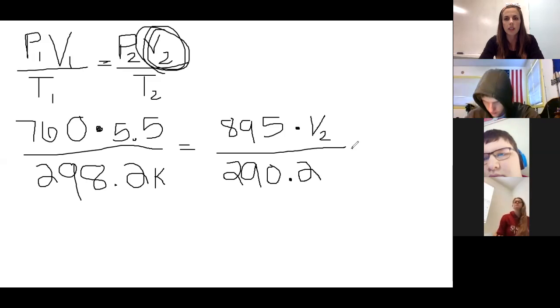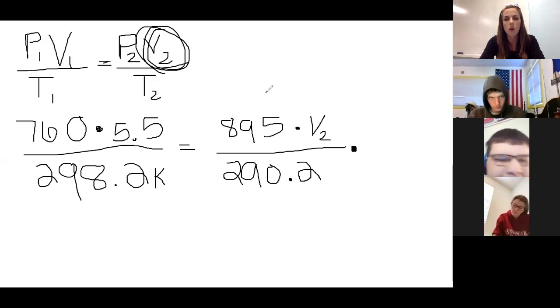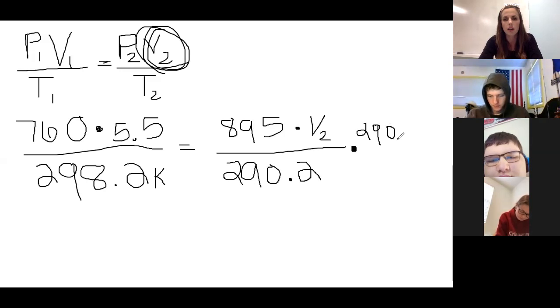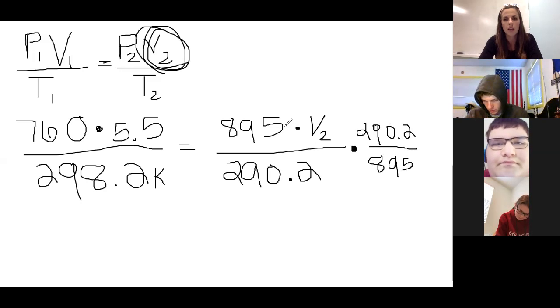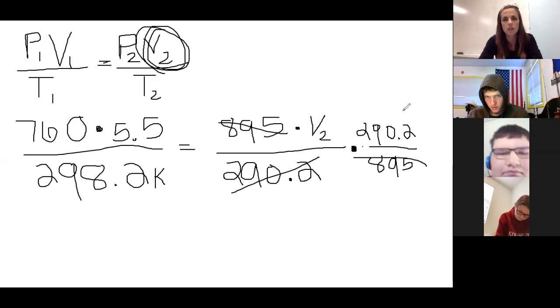Okay, so now to get V2 by itself, I'm going to multiply this whole side by the opposite of these. So I'm going to multiply by 290.2 divided by 895. This is really difficult to do on a laptop. And when I multiply that, it's going to cancel, and this is going to cancel. That makes sense?